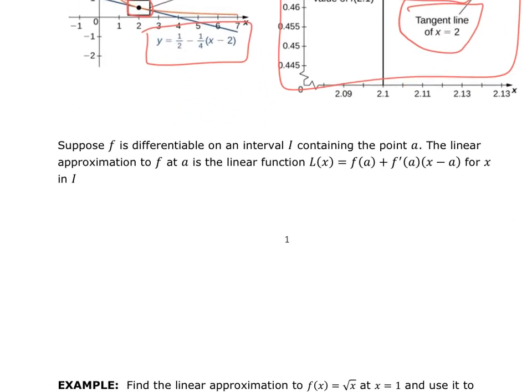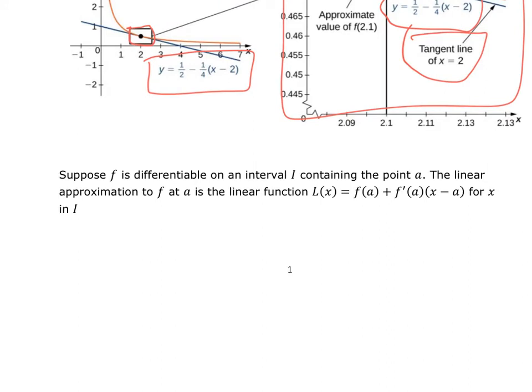Will we always use what we do? No, it's just because we are choosing something close to what we want. What we wanted is 2.1. So we're going to choose something close to 2 that we can easily plug in, so we chose 2. So the equation that we use is this.